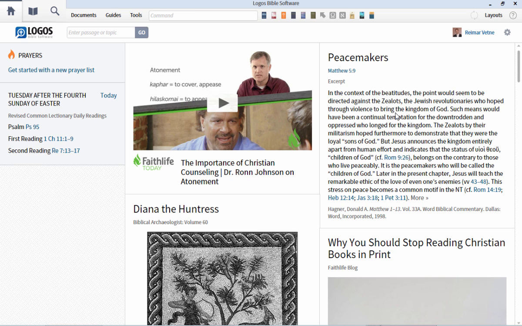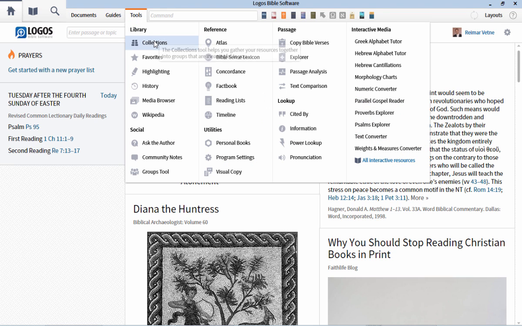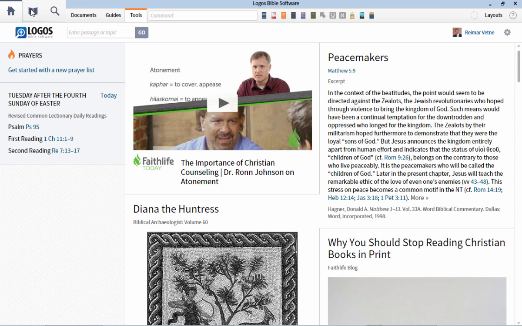How can we find books that are talking about Judaism at the time of Jesus that discuss this Bible text? Well, the first thing we need to do is to group some books together. You can either make a collection. If you go up into tools, you can make a collection here. Another way is to tag some books, and right now I want to show how to do some tagging.